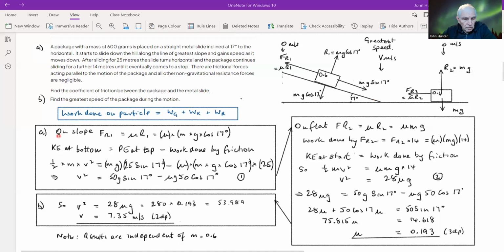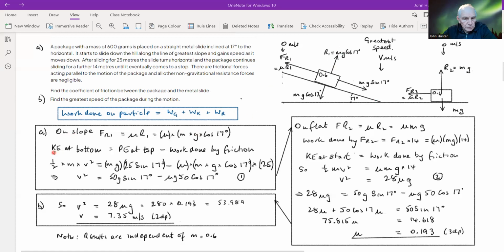So let's first of all look at what's happening on the slope, and as we've already marked on there, the force of resistance is equal to mu R1, which is equal to mu times mg cos 17.